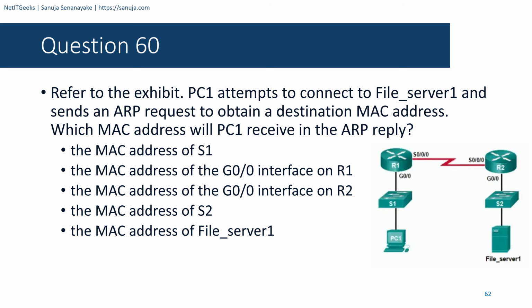Give you a few seconds to think about it. So the answer to this question is the MAC address of the G0/0 interface on R1, which is this one. It will get returned back because that is the router interface that the PC is facing. So that's what it will get back from this request.